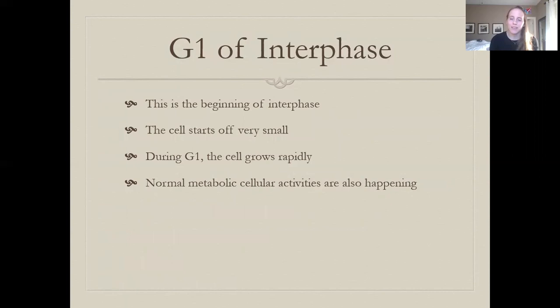So in G1, that is the start of interphase. The cell is going to be very small because it just came from dividing in half from another cell. And then during this portion of the cell's lifetime, it's going to grow very quickly. And again, all of those normal cell processes like making ATP are also happening.